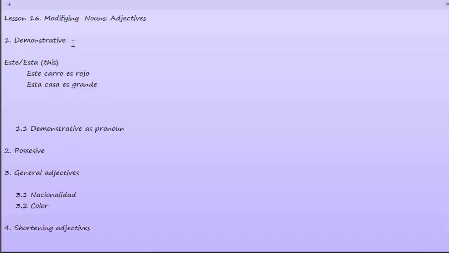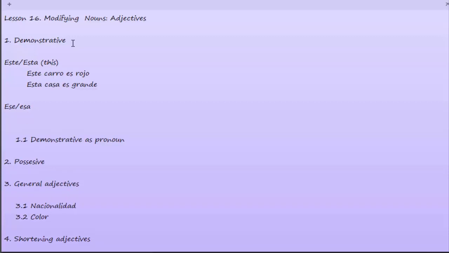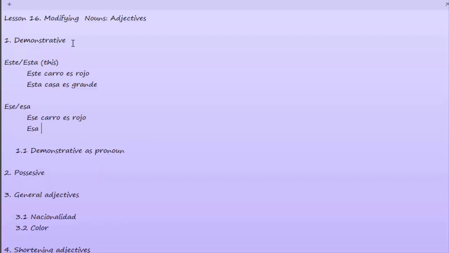If we want to say that, we will have to use ese and esa. Just the same, it will change to match the gender of the noun we are modifying. So in our example, we would say ese carro es rojo, for example. Esa casa es roja, for example. In this case, ese, esa, as we said, will not be this, but that.